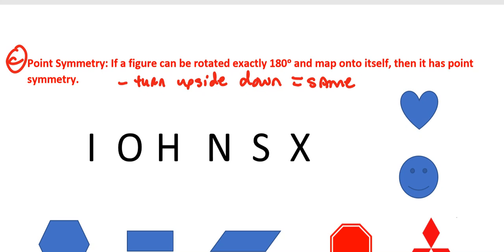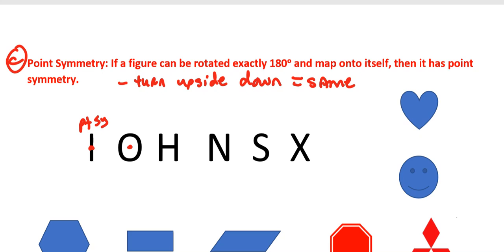So I put a few letters of the alphabet here that have point symmetry. Here's letter I. If we turned it directly upside down, it does have point symmetry. So you would basically just write point symmetry. You don't have to draw any arrows or anything like that. You could put the point. It has point symmetry here. You can turn it upside down.